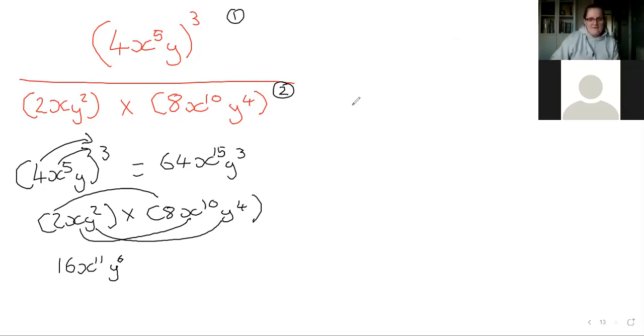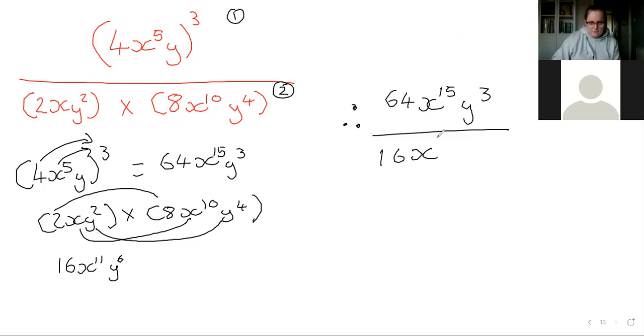So this is where we get our therefores coming in. Therefore, from what we've worked out here and here, we will have 64x to the power of 15, y cubed, divided by 16x to the power of 11, y to the power of 6. Now we can simplify this even further. So 64 divided by 16 will give us 4. x to the power of 15 divided by x to the power of 11, well, we've said that dividing indices, we're just taking them away. So 15 take away 11 would give us 4. So we've got 4x to the power of 4.